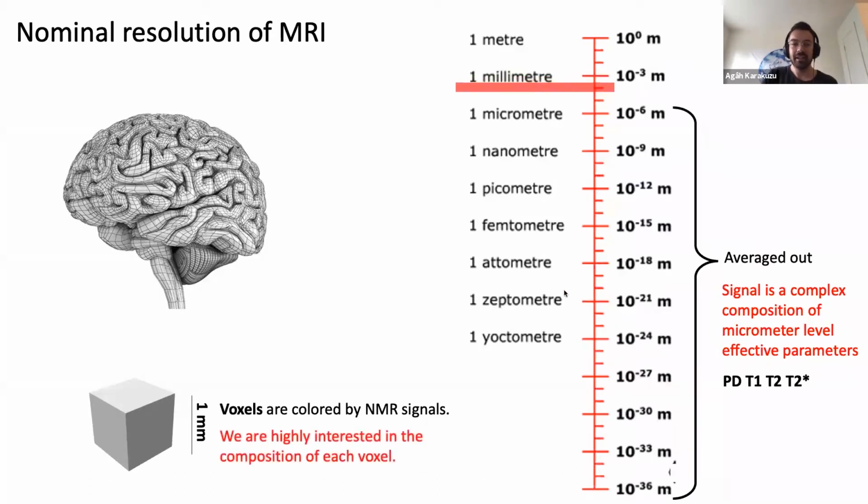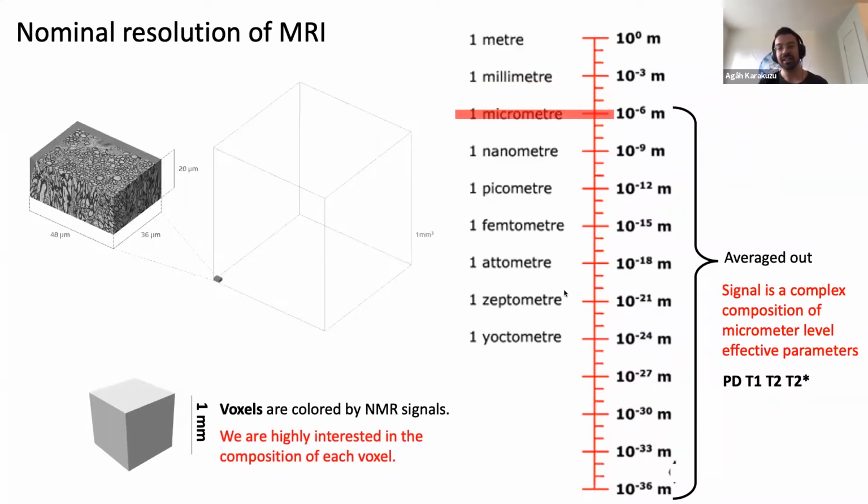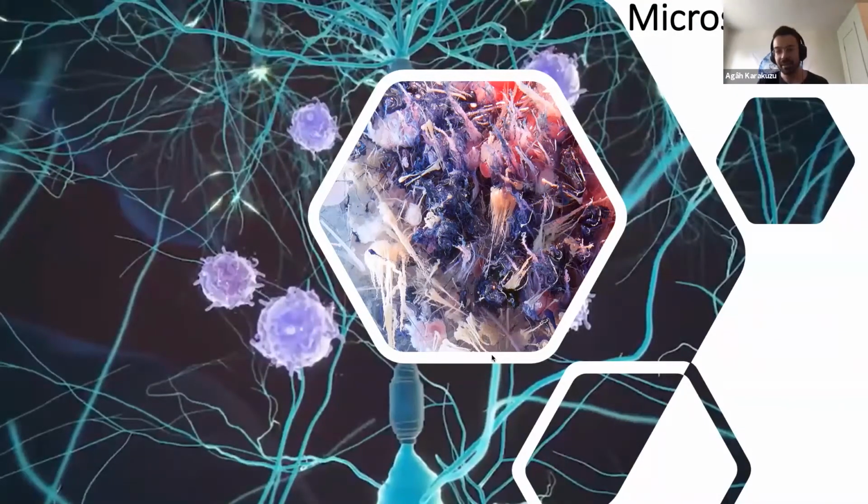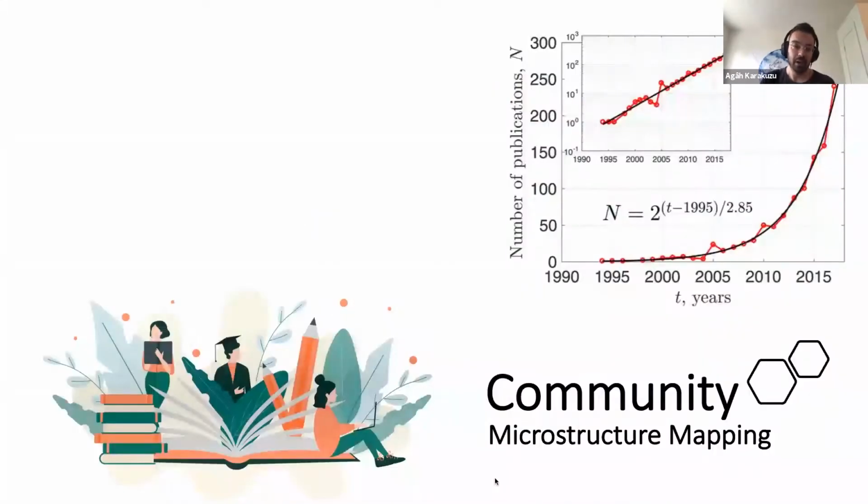But unlike these Minecraft developers, we are highly interested in the details that underlie these blocks. And to do that, we are left with fundamental parameters, PD, T1, T2, T2 star, and our scanners with limited measurement power. And I think this challenge makes microstructure mapping our coolest game. And our community is not on the scale of millions, but we can clearly see that the number of microstructure mapping studies grew exponentially over the last few years. And our community profile is not comparable with that of Minecraft. We need people with PhDs.